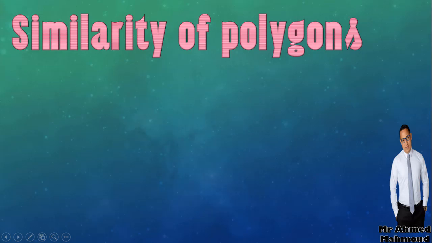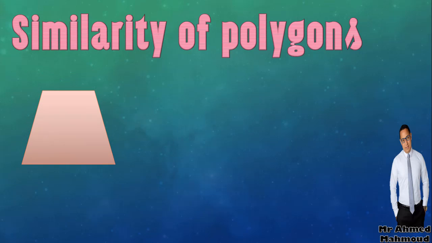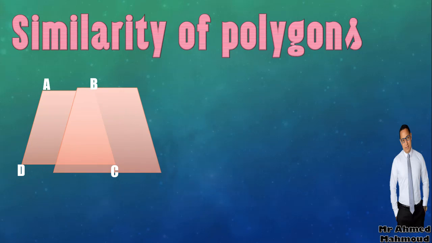Similarity of polygons. First, we need to remember the meaning of similarity. Before, we studied two congruent polygons: two polygons that have the same shape and the same size. But if we have a polygon like this, called ABCD, and I make an enlargement or a minimizing of this polygon, the enlargement looks like this.